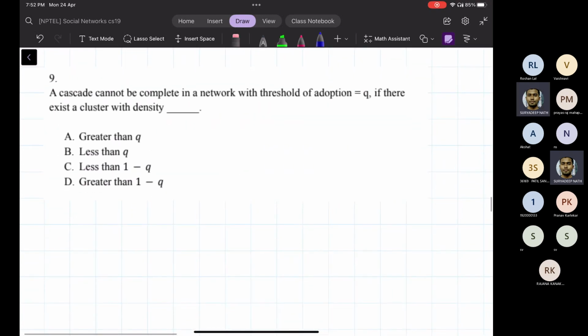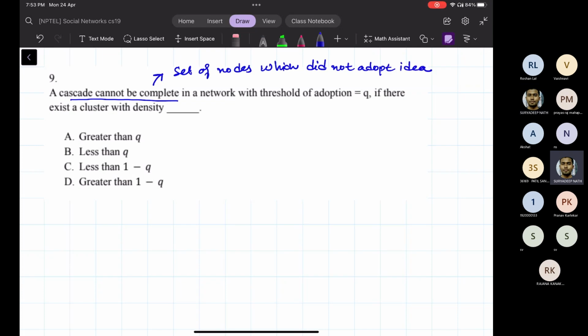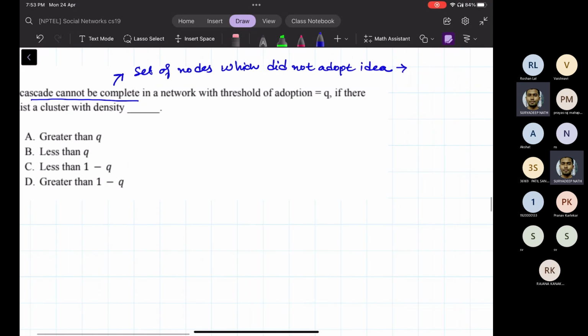Coming to question number 9: a cascade cannot be complete in a network with a threshold adoption of Q if there exists a cluster with density. What does cascade completion mean? Cascade cannot complete means that there is a set of nodes which did not adopt the idea. If a cascade was complete, the entire network would have adopted the idea, but it did not happen. So there is a set of nodes which did not. We consider this as this cluster.